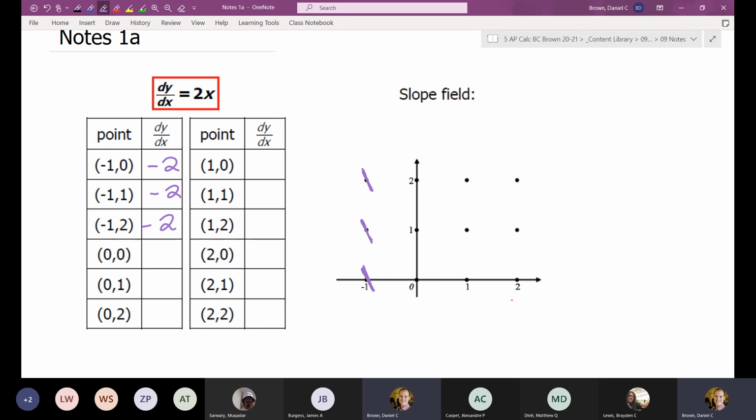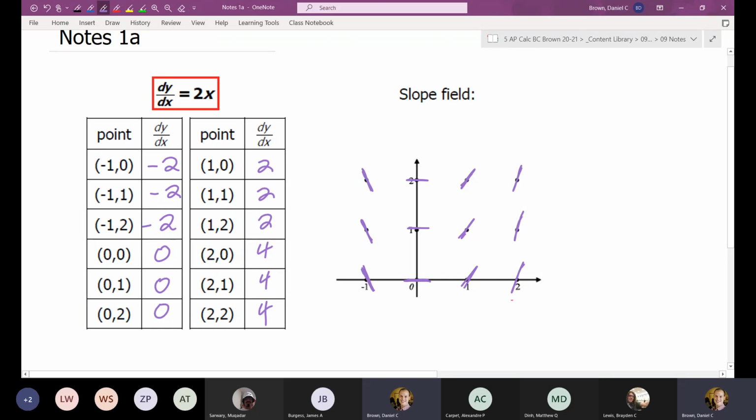When x is 0, 2 times 0 is 0, so I know that we have horizontal tangent lines pretty much on the y-axis. Then I can just keep repeating that. 2 times 1 is 2. Whenever x is 1, there is a slope of 2. And then when x is 2, 2 times 2 is 4, so I'm going to draw one a little bit steeper to represent the slopes of 4.